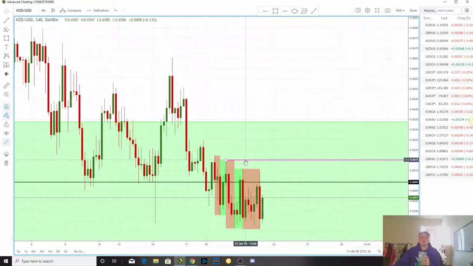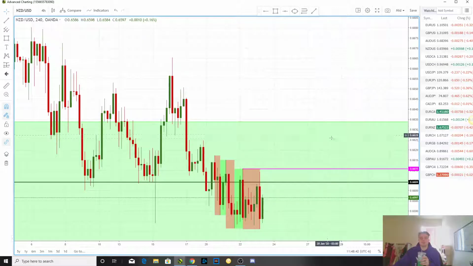And we have a new swing high then, right there to break out above. And then we can start looking for longs.